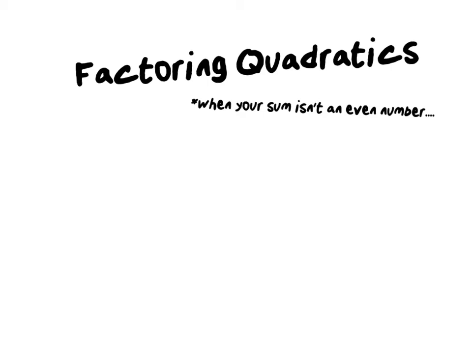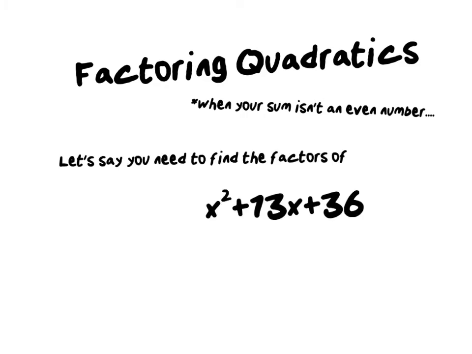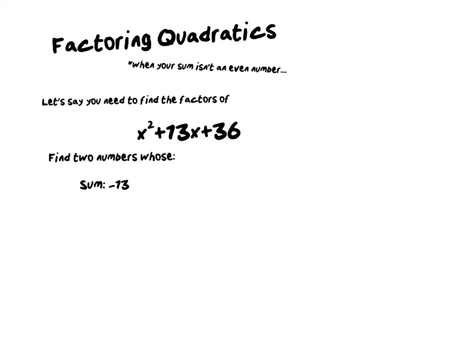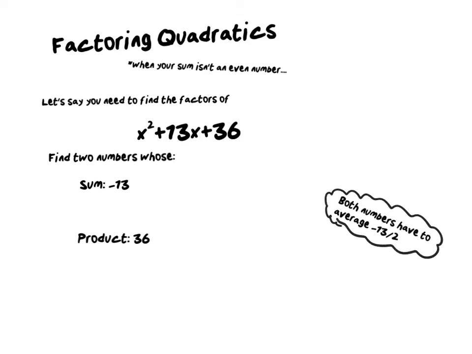Factoring quadratics when your sum isn't an even number. Let's say you need to find the factors of x squared plus 13x plus 36. If we could find two numbers whose sum is negative 13 and product is a positive 36, then those numbers would be solutions. So both numbers have to average negative 13 over 2 for their sum to be negative 13.